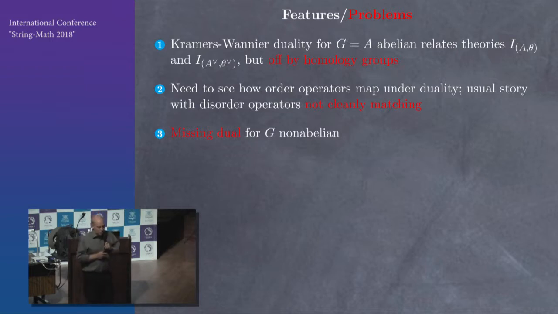There's no dual for G non-abelian. I told you about what happens with A abelian, but there isn't the dual when G is non-abelian. And I haven't talked about the low energy states, but I will, and there's a kind of mismatch there.